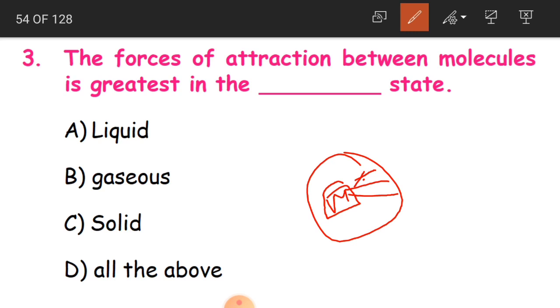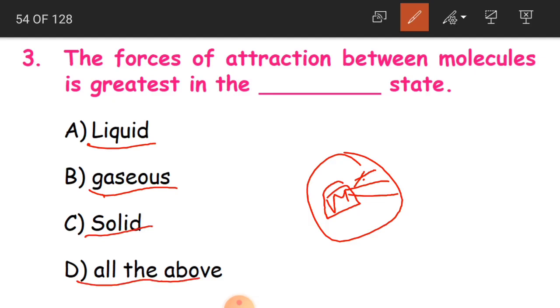So this force of attraction between molecules, every matter has got atoms and molecules. Then this force of attraction between these molecules is greatest in the dash state. In which state? Is it in liquid? Is it in gaseous? Is it in solid, or all the above?